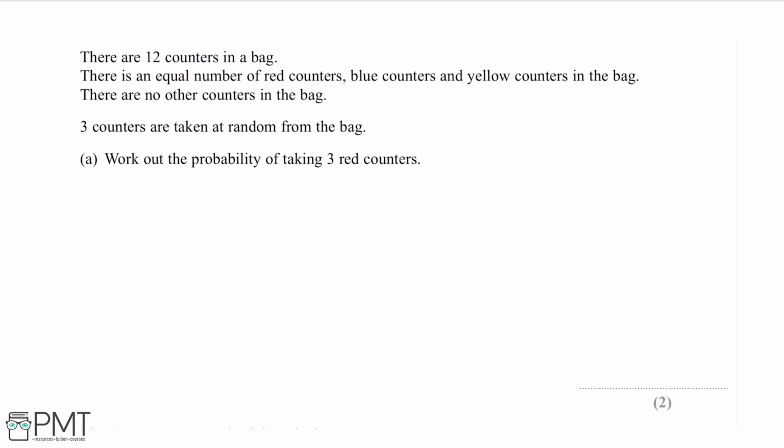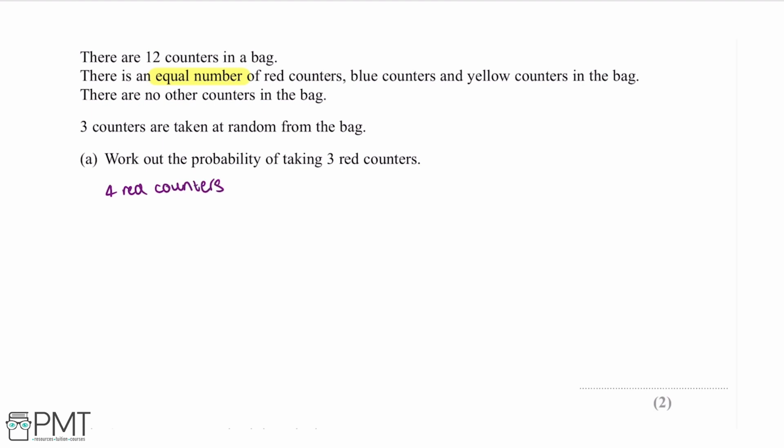So the first thing we'll want to note for this question is there is an equal number of red counters, blue counters and yellow counters in the bag. So if there are 12 counters in total, this means that there are 4 red counters, 4 blue counters and 4 yellow counters in the bag. Now the number we're interested in is the number of red counters, so we can write this down.